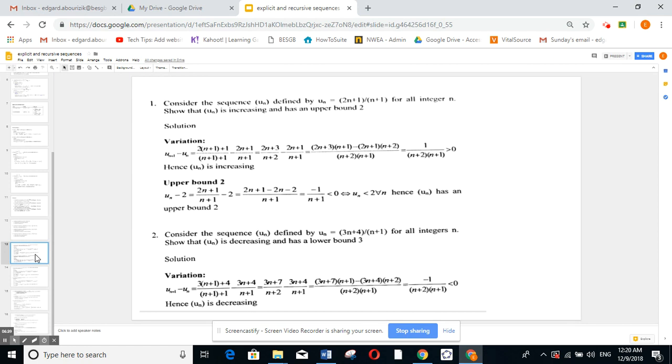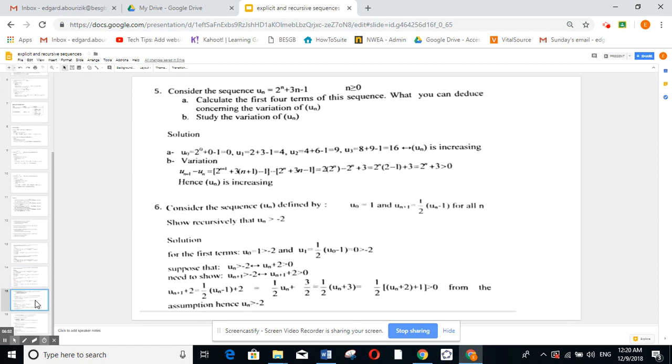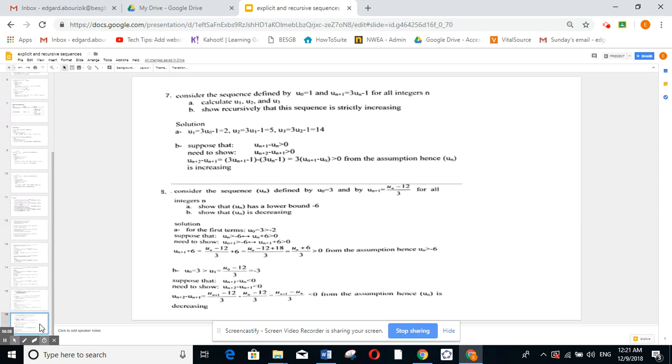So this is the first solution of the first two numbers. Solution of number 3 and 4. You can check your work. Solution of number 5 and 6. And solution of number 7 and 8. I hope that you understood the part 1 and part 2 about sequence, explicit, recursive, variation, upper bound and lower bound.